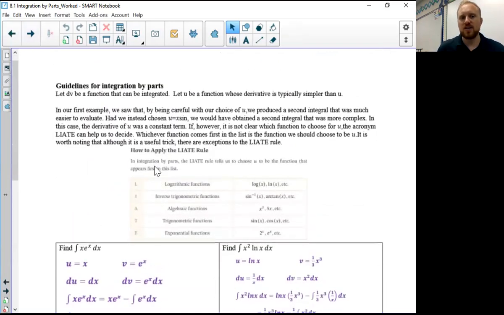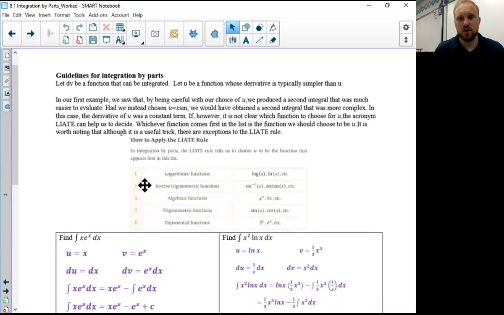One of the best ways to figure out what to make your u is to follow another acronym, which is LIATE. This acronym goes in order of what to make your u. We go down the list: is one of our functions a logarithmic function? Is it an inverse trig function? Is it an algebraic function, trigonometric function, or an exponential function? We go down that line to choose what our u is going to be. Now, this doesn't always work for every single case. There are some exceptions, but keep note that this is a very useful trick.